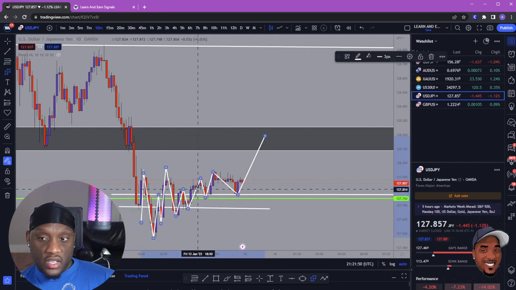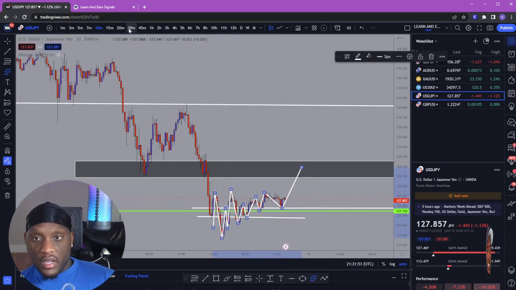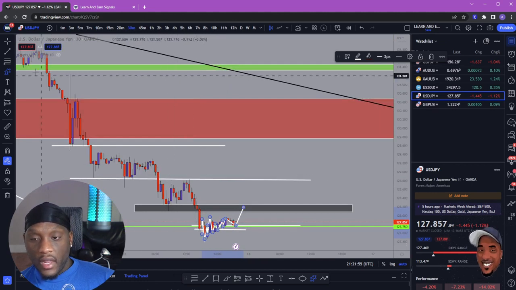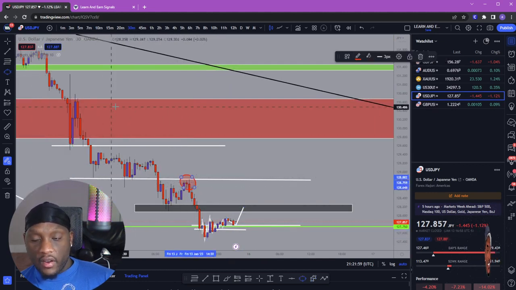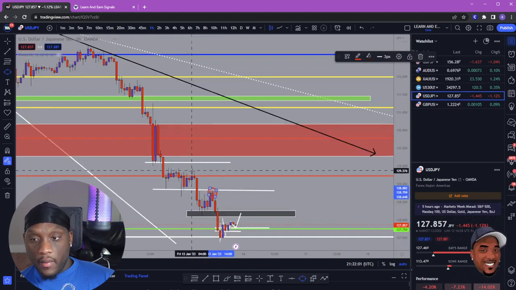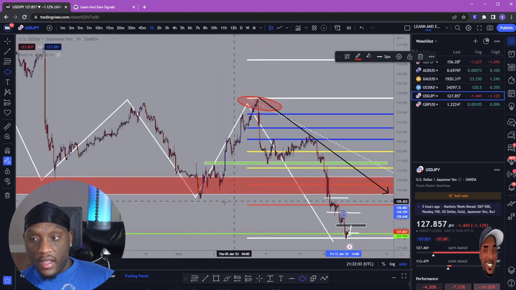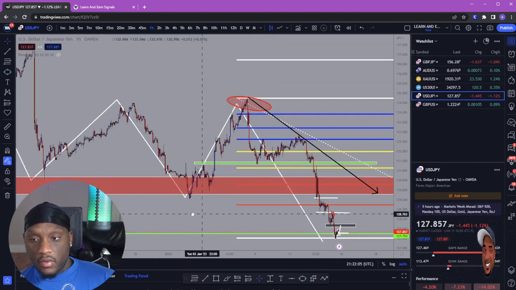So now this is what I see. If we break this area, we can then go back to the 30-minute and see that once we break this zone, we need to break this area right here next. Once we break that area, we can go back to the higher time frame and see that, in this defined area, we should be at a 23.6.